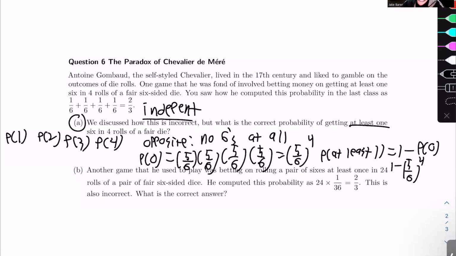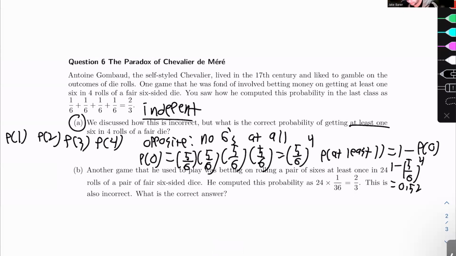And I think that if this kind of question is on a quiz, that is definitely a sufficient answer. But just for the sake of this question, we can go ahead and calculate the actual probability of that. And that is going to be (5/6)^4, and then 1 minus that. So that is around, what is that around? That is around 52%. So around 0.52.